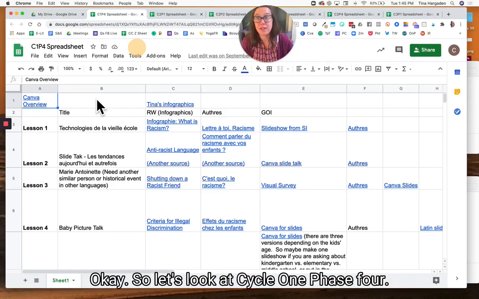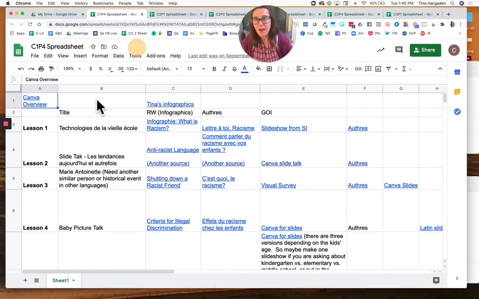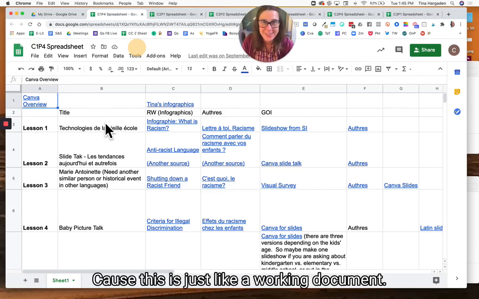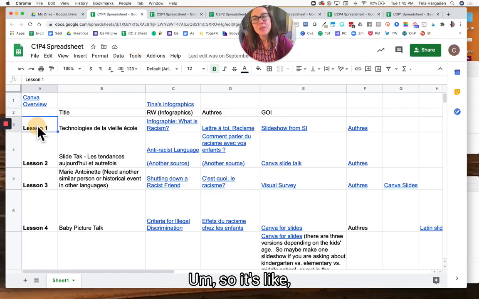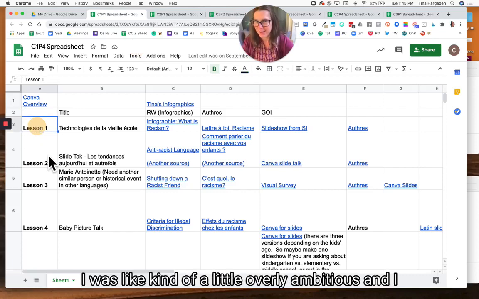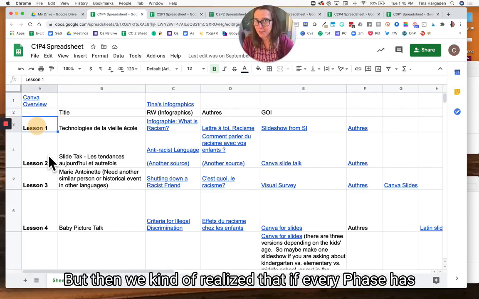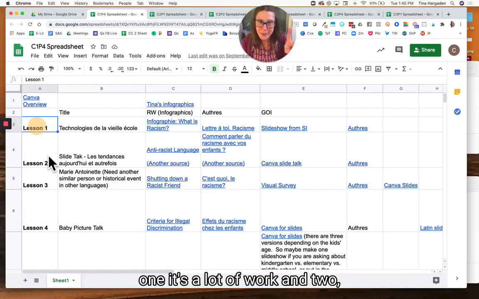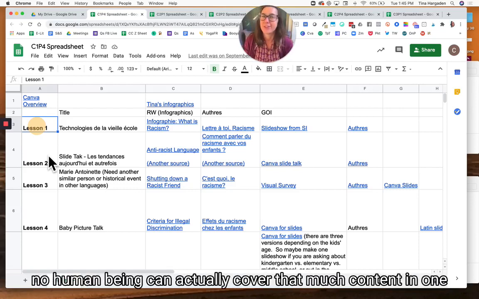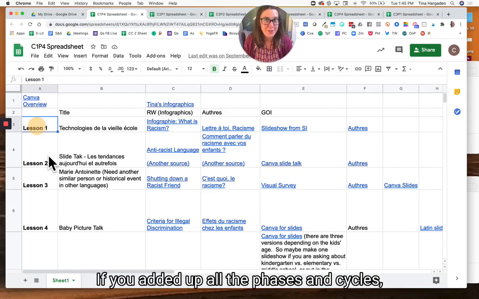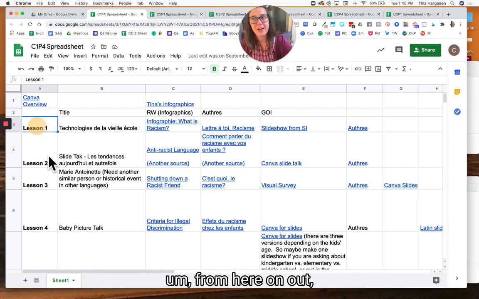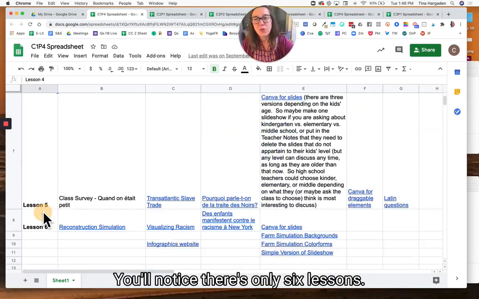Okay, so let's look at cycle 1, phase 4. It's kind of like a behind the scenes. This might not all be perfect because this is just a working document. So it's like I said, present versus past. In the first phase, I was a little overly ambitious and I put 8 lessons in there. But then we realized that if every phase has 8 lessons, 1, it's a lot of work, and 2, no human being can actually cover that much content in one school year if you added up all the phases and cycles. So from here on out, actually starting in cycle 1, phase 2 on out, you'll notice there's only 6 lessons.